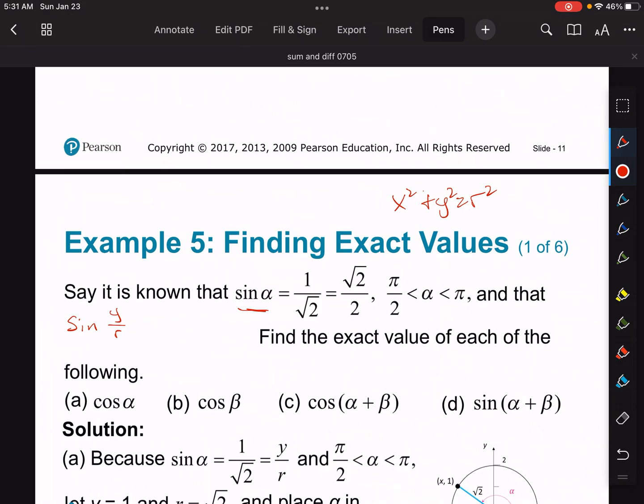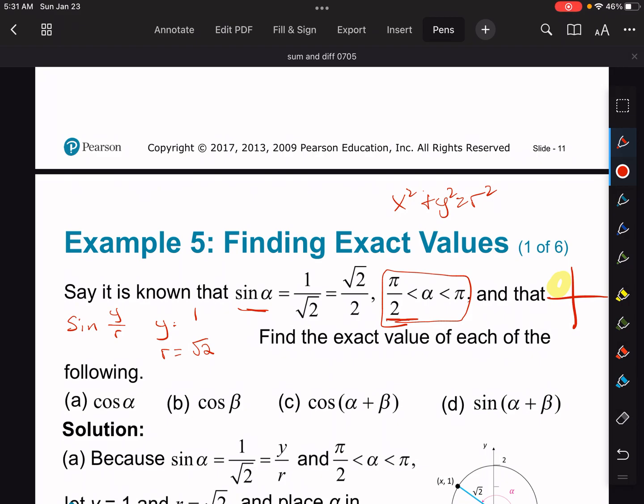Okay, so the y value in this case is 1. We know that we're between pi over 2, which is 90 degrees, and pi. Okay, so that means that we're in quadrant 2. Okay, so I know that's where I'm at. That's important. And then I know that my r value is equal to the square root of 2, because sine is equal to y over r. So what I'm going to do is solve for x.